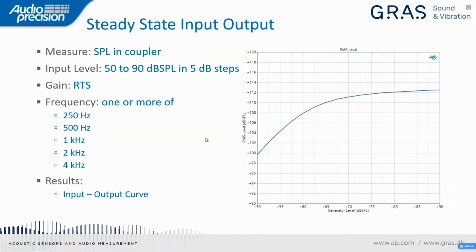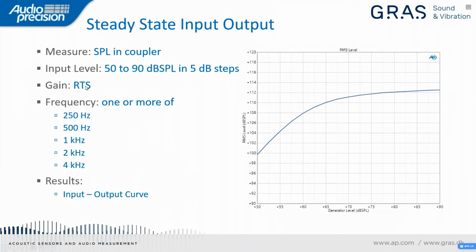The steady state input-output is a measurement for hearing aids that have automatic gain control. In this case, we're measuring the sound pressure level in the coupler. The input to the device is a sine at a frequency of one of these values: 250, 500, 1 kilohertz, 2 kilohertz, or 4 kilohertz.